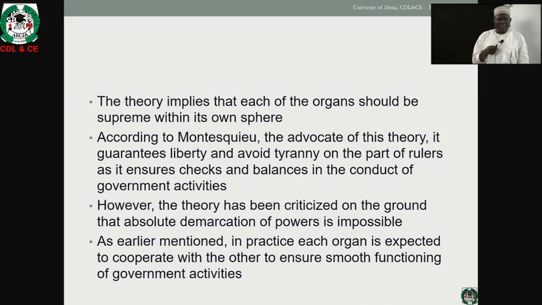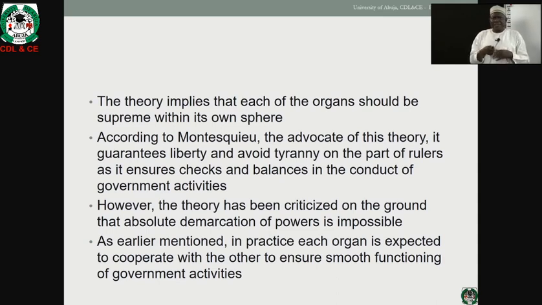What it means in effect is that you have activities of government conducted by different arms of government, so that it is better and more cost effective, instead of concentrating the activities of government on one person or on one organ. The activities are shared among three organs of government to avoid tyranny, to avoid excessive use of power, which ultimately leads to abuse of power.